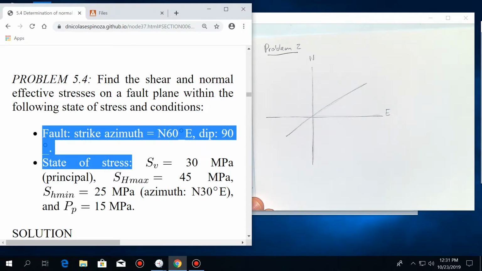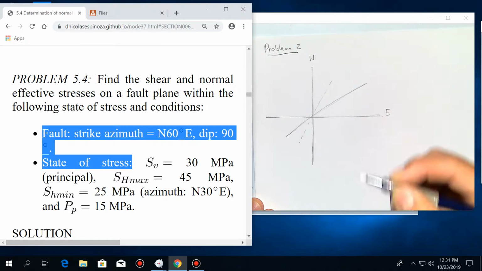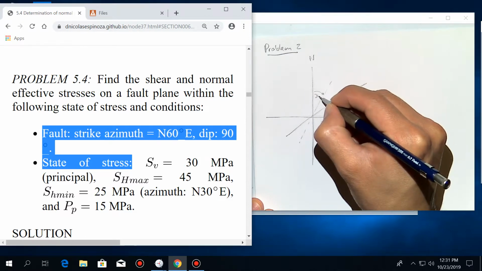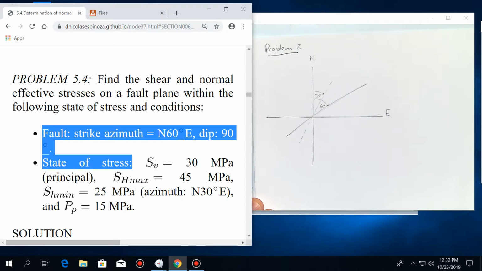But before I do that, I also would like to do the drawing of the stresses. SV is in the direction of the paper. SH max is 45 MPa, okay? And SH min is oriented at 30 degrees from the north towards the east, okay? So that's going to be a line which is somewhere over here. 30 degrees from the north towards the east. So this one is 30, this one is 60, okay? All right. Probably I should have started with drawing the SH min. And well, I missed the first step.